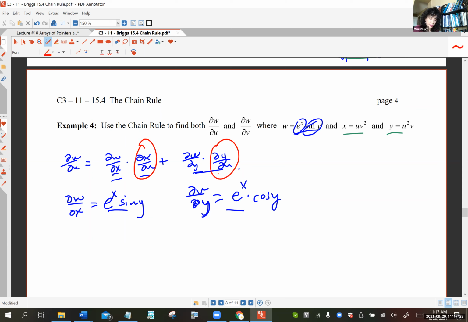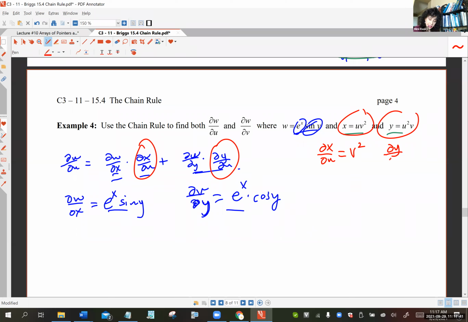Now let's get the other 2. Here's x and here's y. What would dx du look like? Well, if you take the derivative of u v squared with respect to u, you're holding v constant, and so that's just going to look like v squared.